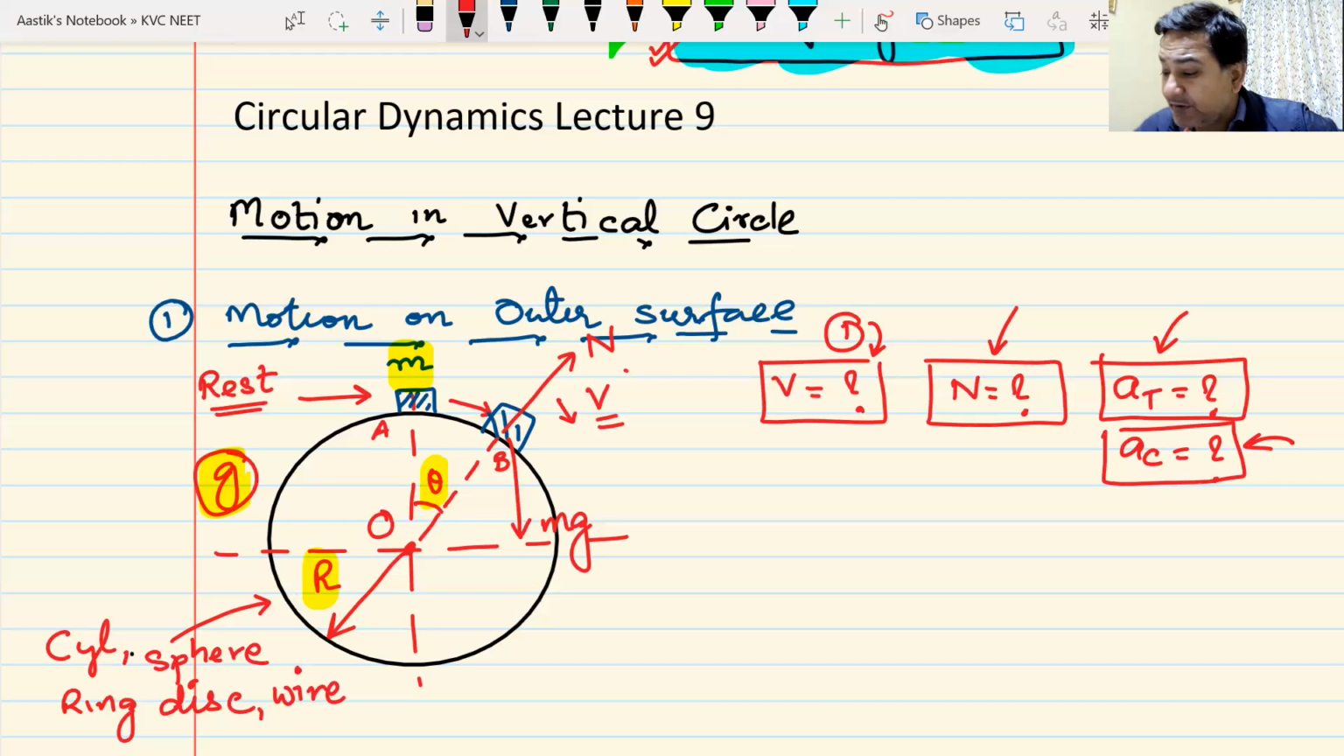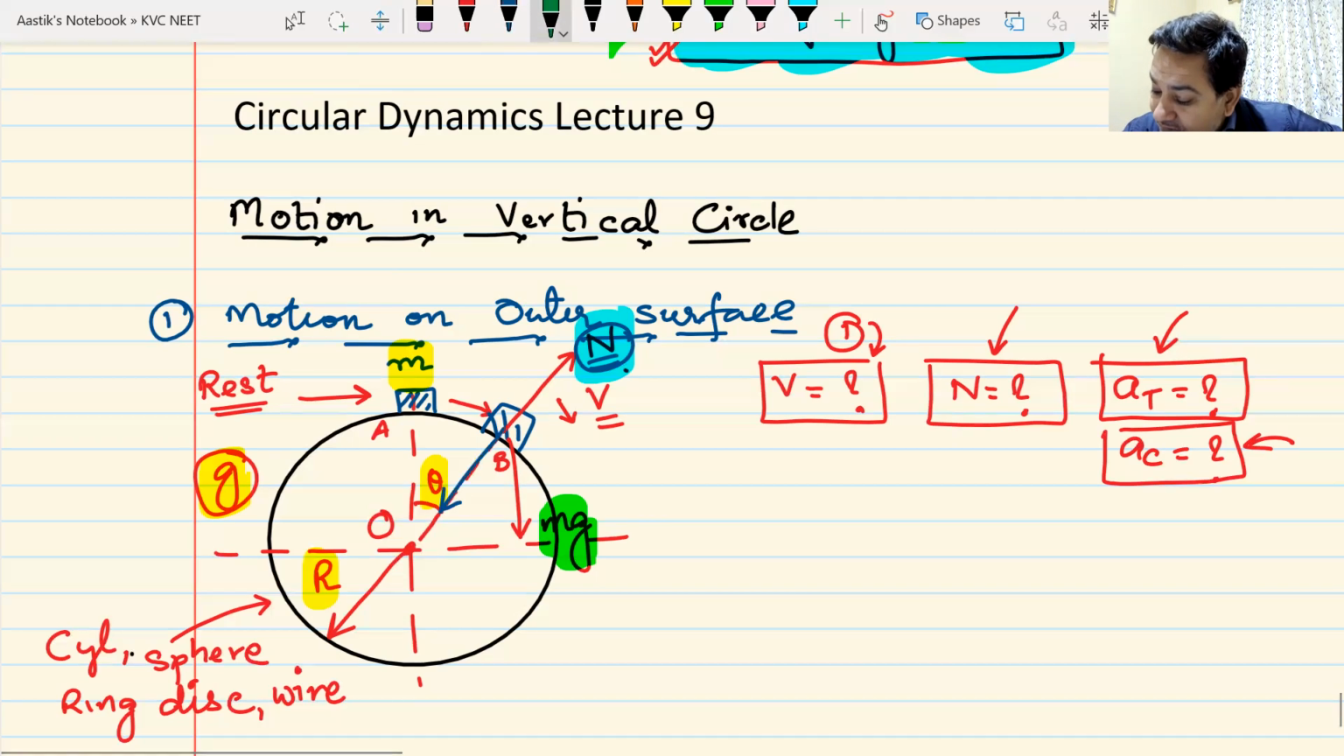Now, here, if I resolve this normal reaction N, it is in the radial direction. You don't need to resolve it. But when you look at this, weight mg is vertically downwards. Now this weight mg has to be resolved, and it has to be resolved in two directions. The first direction is like this, the blue direction, and the second direction is like this, the green direction.